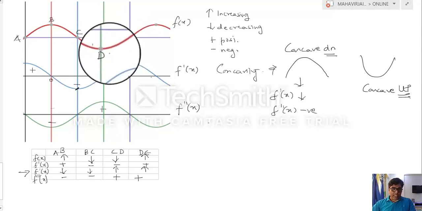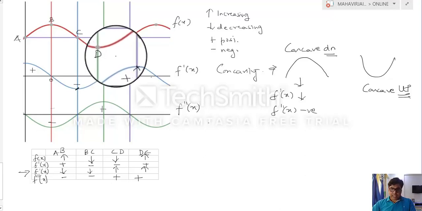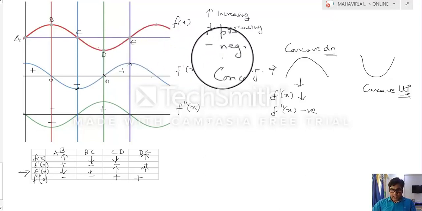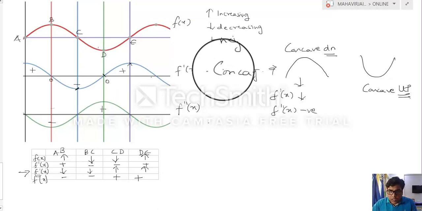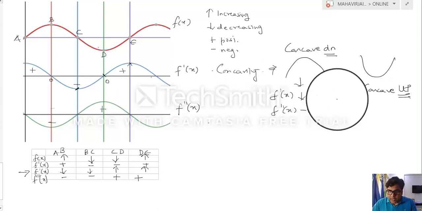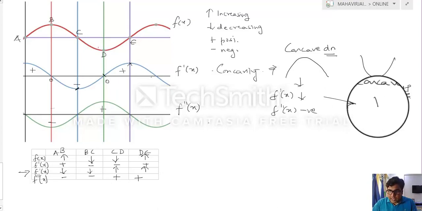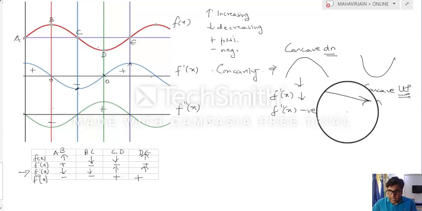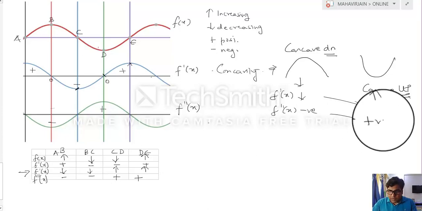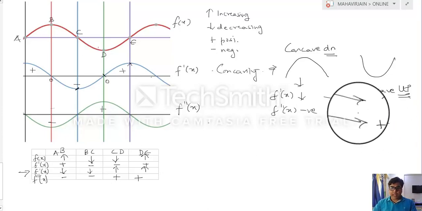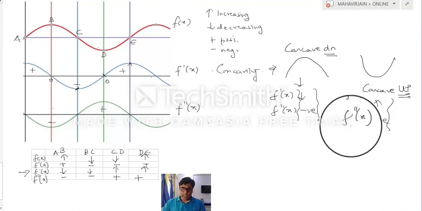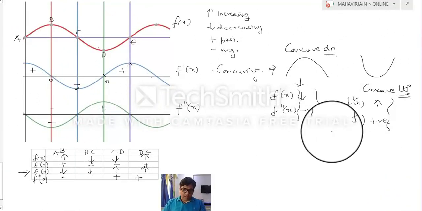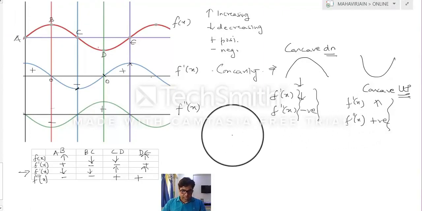And during that time, what do I see? I see that from C to D and D to E, it is increasing, right? So f dash of x is increasing. Here comes f dash of x. f dash of x is increasing, right? And f double dash of x is positive. So I hope I have explained the understanding. Okay, now once I've done concave up and concave down, I come to point of inflection again, right?